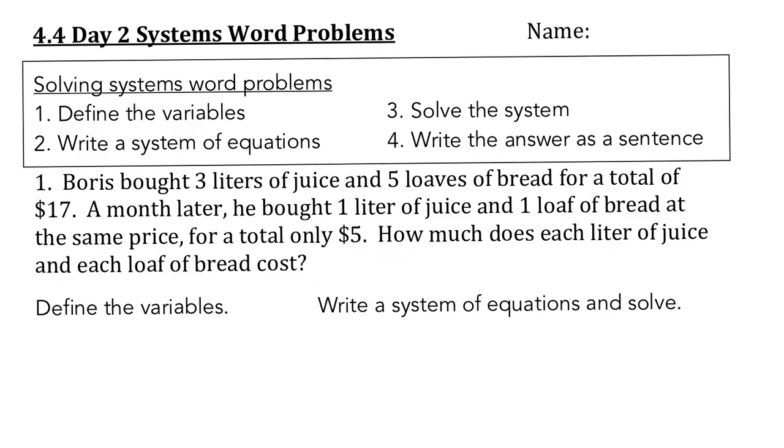Okay, first thing we got to define our variables. I'm going to go to the question to see what the two quantities are. It's how much does each liter of juice cost and each loaf of bread cost? So it's the cost of juice and the cost of bread. Okay, so cost. I'm going to use B for cost for bread loaf.